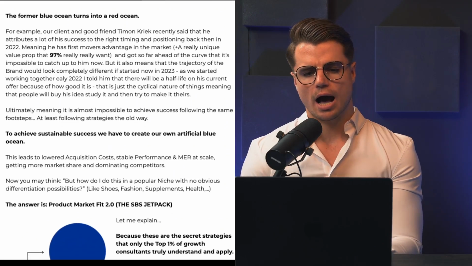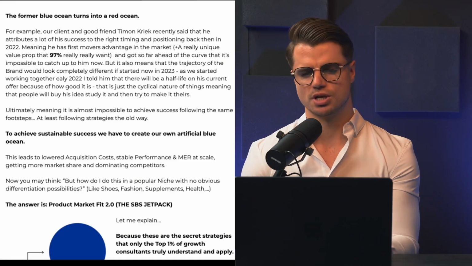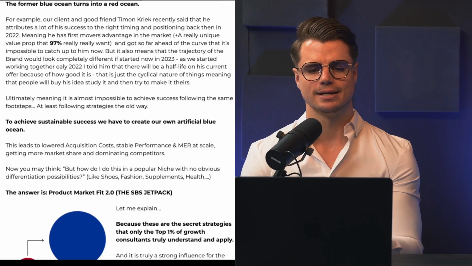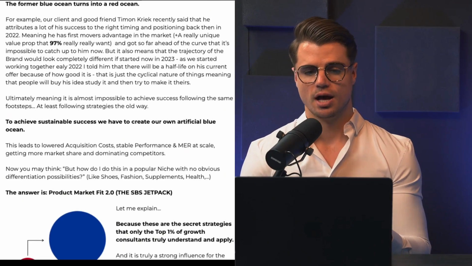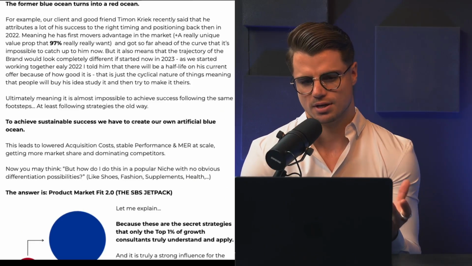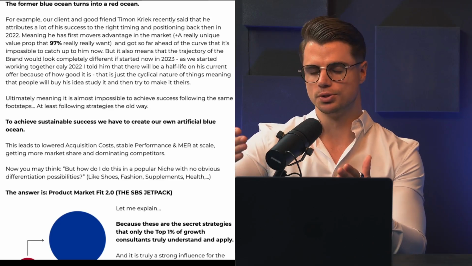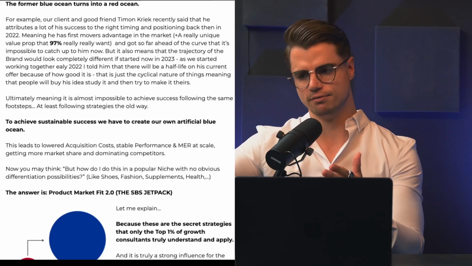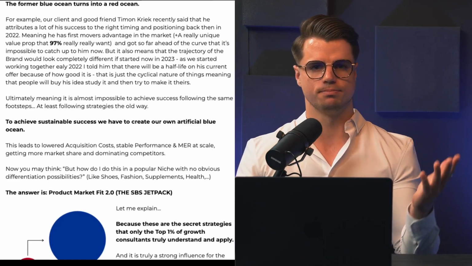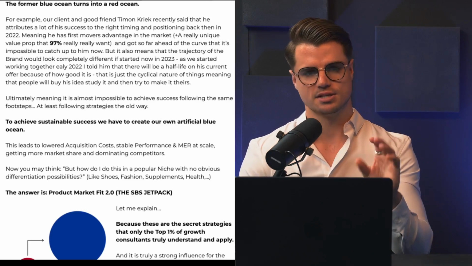For example, our client and good friend, Timon, recently said that he attributes a lot of his success to the right timing and positioning back in 2022, meaning that he had first mover's advantage in the market, and a really unique value proposition that 97% of people really want: I will help you build a personal brand, creator-led brand, influencer brand, and help you make 10K a month US, right? Now that's a big dream for a lot of people that think that once they reach the 10K, they're just going to kick their feet up. But anyways, that is the positioning there.